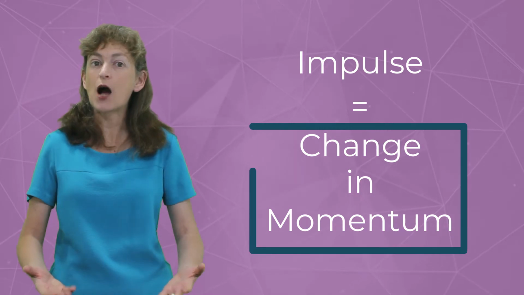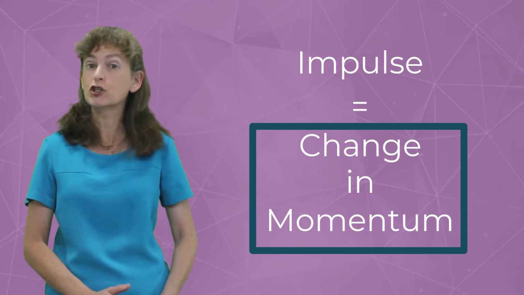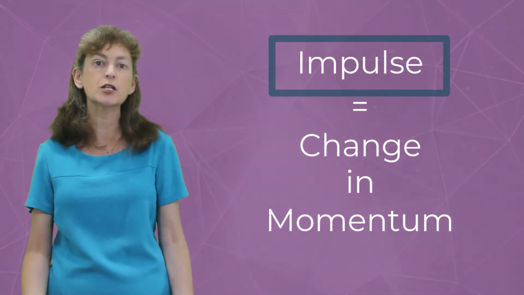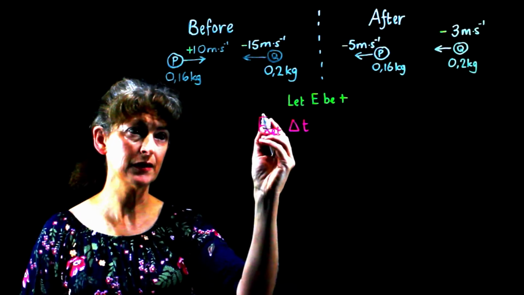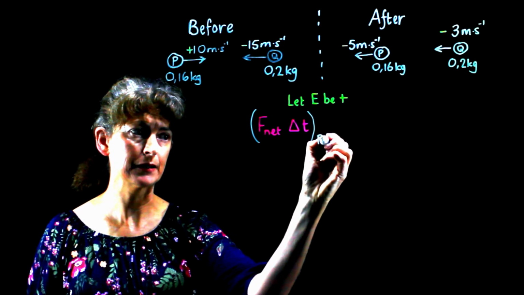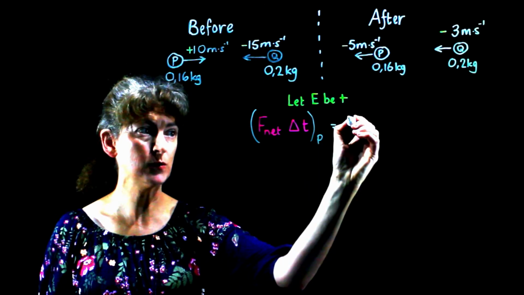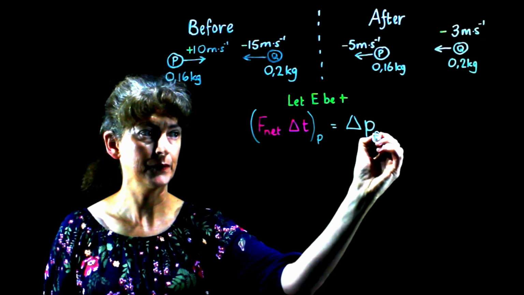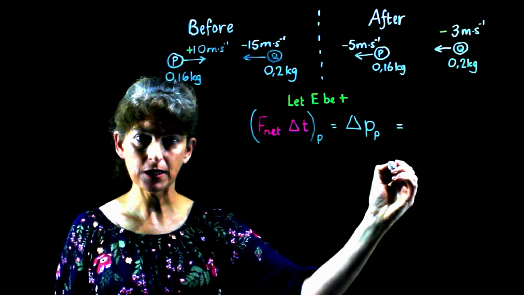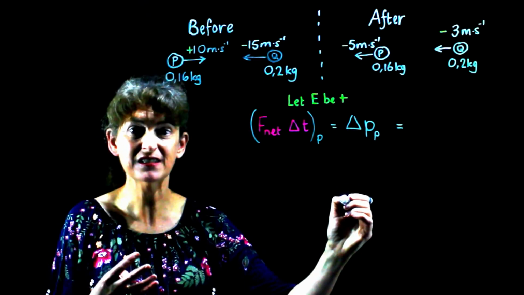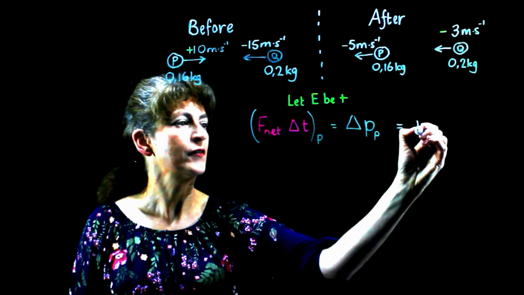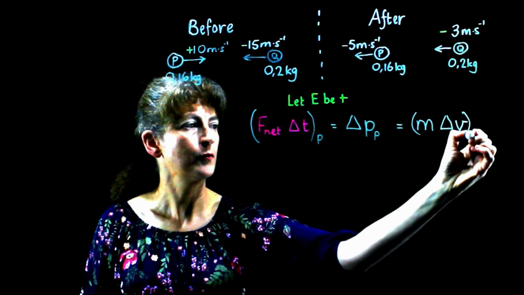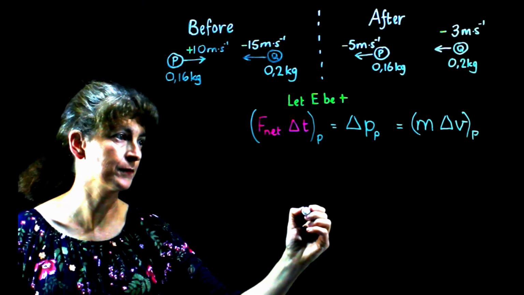So if we calculate how much P's momentum changed during the collision, then we know the impulse that it experienced during the collision. So we asked the impulse that P experiences. And we know that impulse is equal to the change in momentum, in this case, of P, which is equal to the change in mass times velocity. Now, the mass doesn't change, so it's the mass multiplied by the change in velocity of P during this collision.